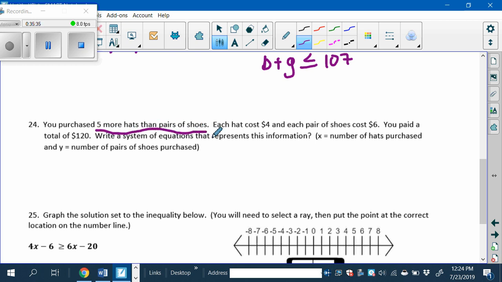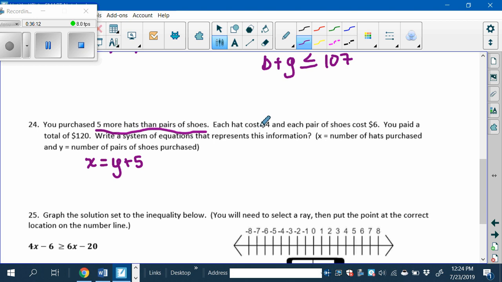equations yourself. So you purchased 5 more hats than pairs of shoes, and each hat costs $4 and each pair of shoes costs $6. You paid a total of $120. Write a system of equations that represents the number of hats and the number of pairs of shoes purchased. So if x equals the number of hats we purchased, y is the number of pairs of shoes. You purchased 5 more hats than pairs of shoes. So we purchased 5 more hats than pairs of shoes.